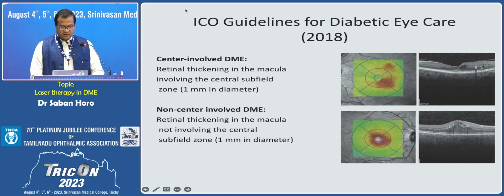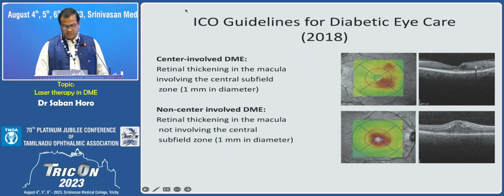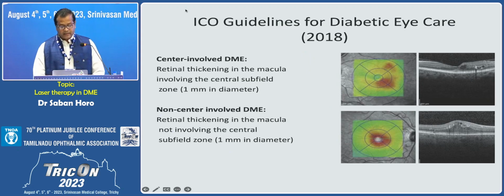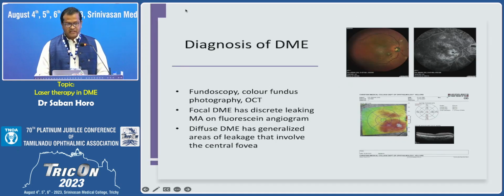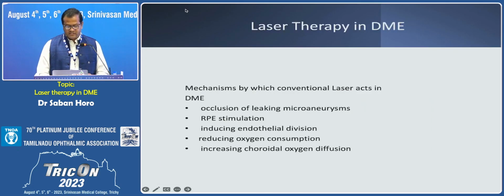What we follow right now are the ICO guidelines for diabetic macular edema, which are the most commonly followed, where center-involving diabetic macular edema is thickening involving the central subfield zone of 1 millimeter in diameter, and the rest is non-center involving diabetic macular edema. Diagnosis of diabetic macular edema can be made on clinical examination with fundoscopy, color fundus photography, OCT, and also FFA. Laser therapy works by means of occlusion of leaking microaneurysms, RPE stimulation, inducing endothelial division, reducing oxygen consumption, and increasing choroidal oxygen diffusion.